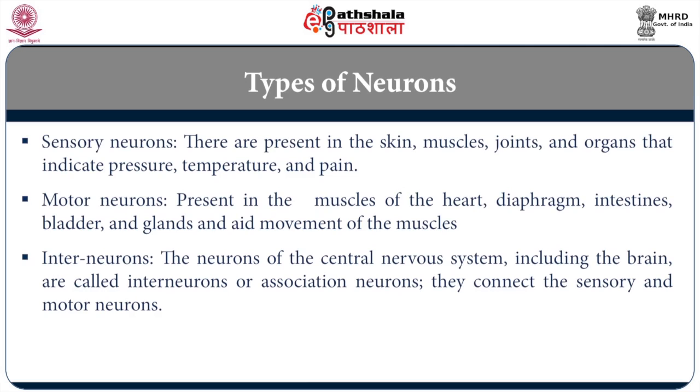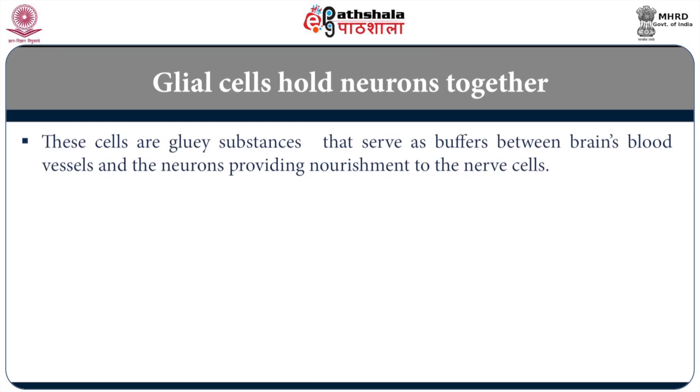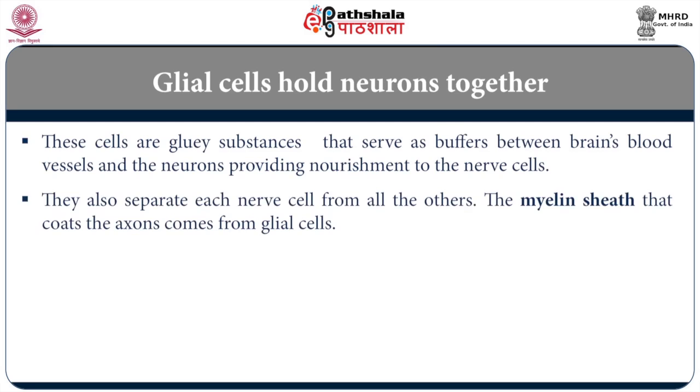Okay, central nervous system, many parts of central nervous system, especially brain. Now neurons themselves are held together by what are known as glial cells, like gluey substance. Glial cells hold the neurons together. They serve as buffers between brain's blood vessels and neurons, providing nourishment to the nerve cells. They also separate each nerve cell from the other cell.